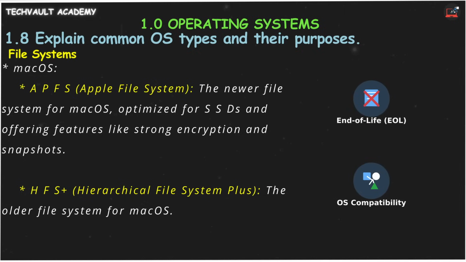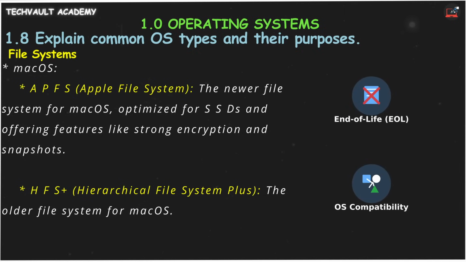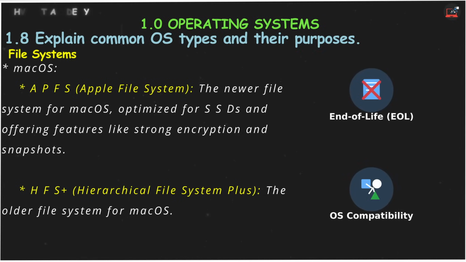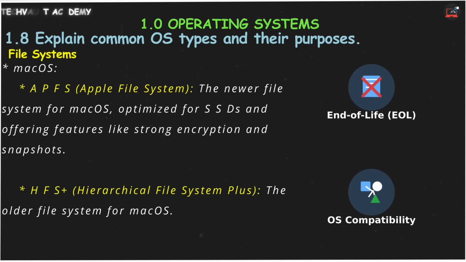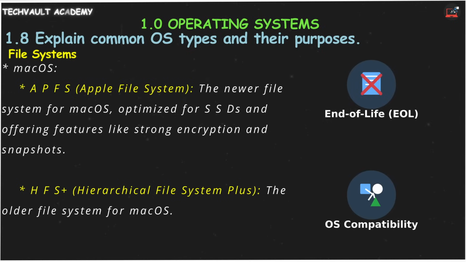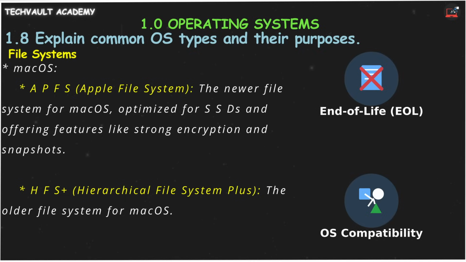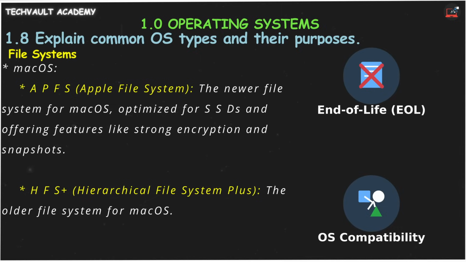Finally, operating system compatibility. In a diverse environment with different operating systems, compatibility can be a challenge. You need to consider how files and applications can be shared and accessed across different platforms. That's a broad overview of common operating system types and their characteristics. Understanding these differences is essential for managing a diverse IT environment. Remember the key concepts of open source versus closed source, file system types, and vendor lifecycle limitations.